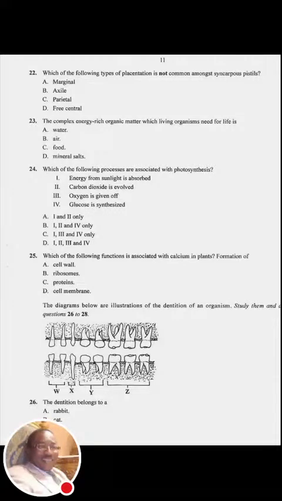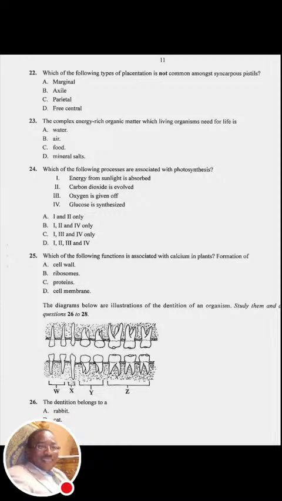At that number 24, let's look at the options. Option A, 1 and 2 only. No. Option B, 1, 2, and 4. No, because carbon dioxide is not evolved. Then option C, 1, 3, and 4. That is the correct answer. That is option C, the answer to number 24. The processes associated with photosynthesis are: energy from sunlight is absorbed, oxygen is given off, and glucose is synthesized. That is the correct answer.